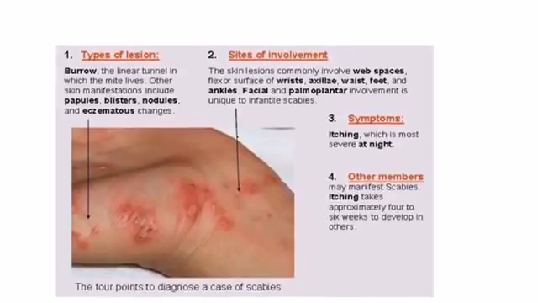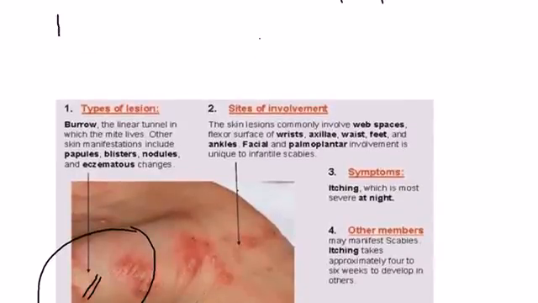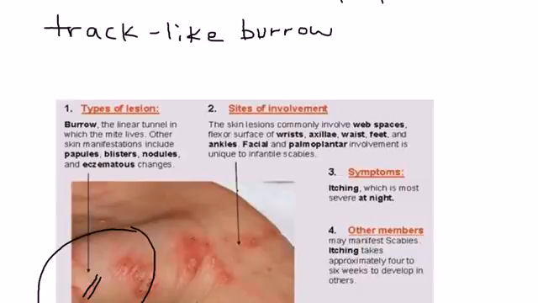So here's a picture of scabies, and right here I wanted to show you a burrow. Now, you can't really see it that well, but if I were to exaggerate it, they're like these lines like that. And essentially what a burrow is, is a track-like tunnel, and this is pathognomonic for scabies.